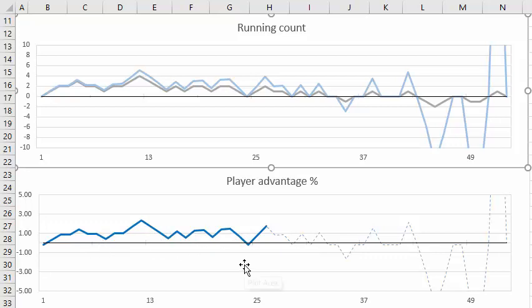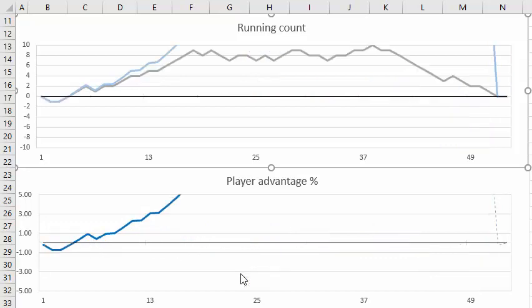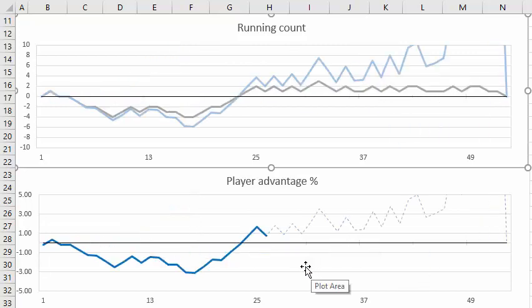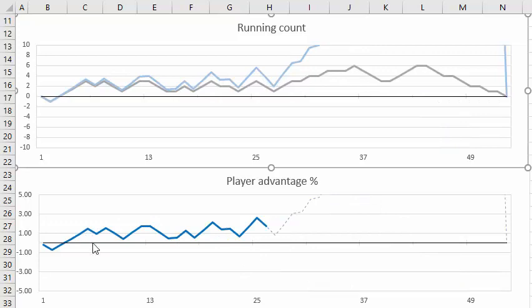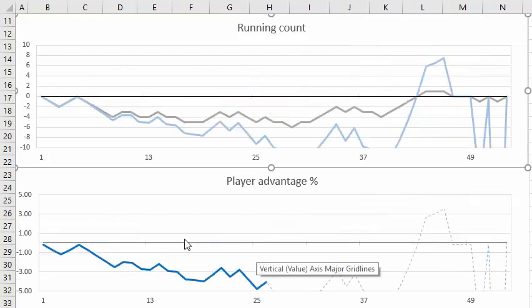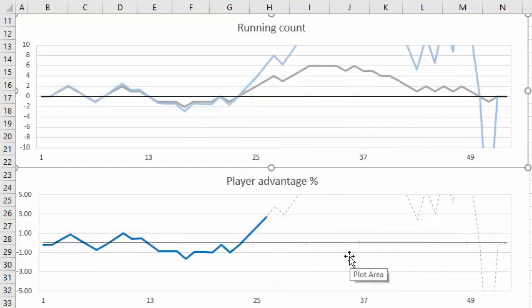And so as I press the F9 key, you can see, oh, wow, this is a nice situation. This would be where you want to bet a lot. Your advantage has exceeded 5%. That's unusual. Usually the average is going to be right on the line, and the fluctuations are typically within this graph between -5% and +5%.